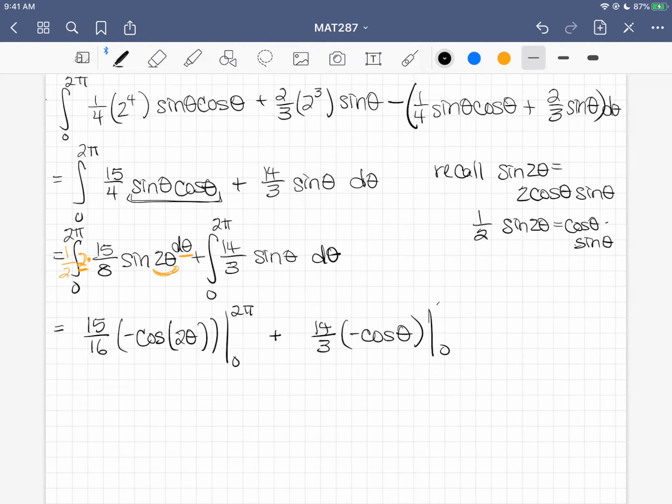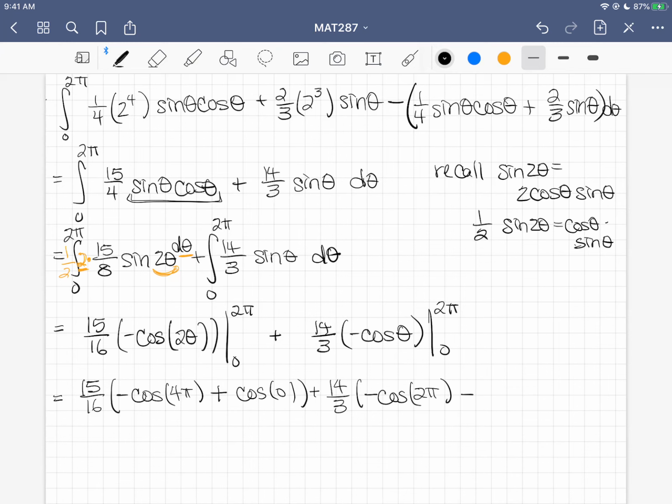0 to 2 pi. So that's going to give me 15/16 times negative cosine of 4 pi minus negative cosine of 0 plus 14/3 times negative cosine of 2 pi minus negative cosine of 0.